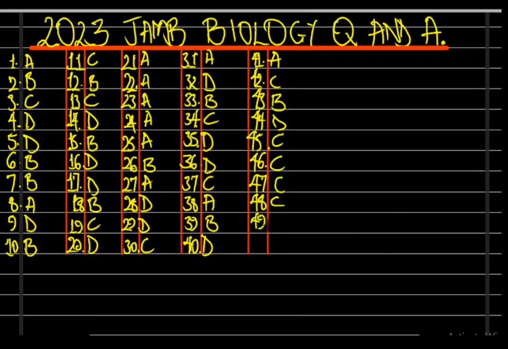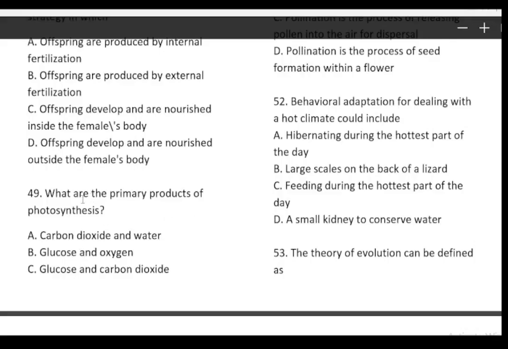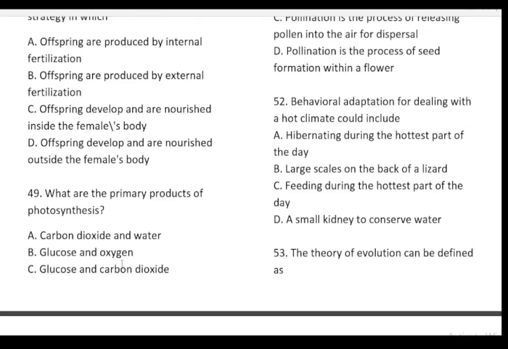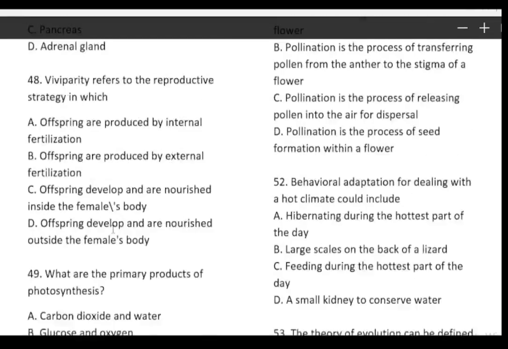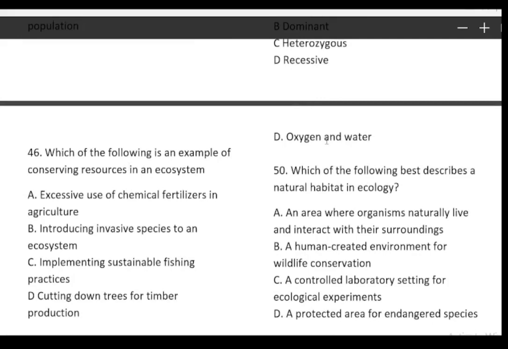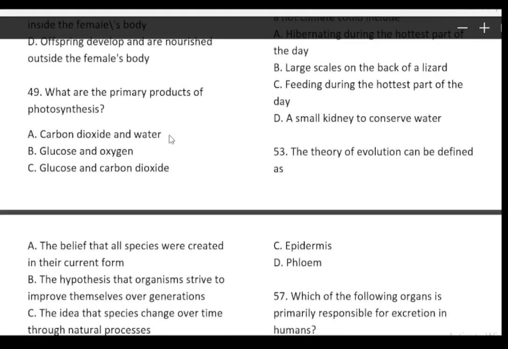And then 49. What are the primary products of photosynthesis? A. Carbon dioxide and water. B. Glucose and oxygen. C. Glucose and carbon dioxide. And D. Oxygen and water. When we look at this, product of photosynthesis.